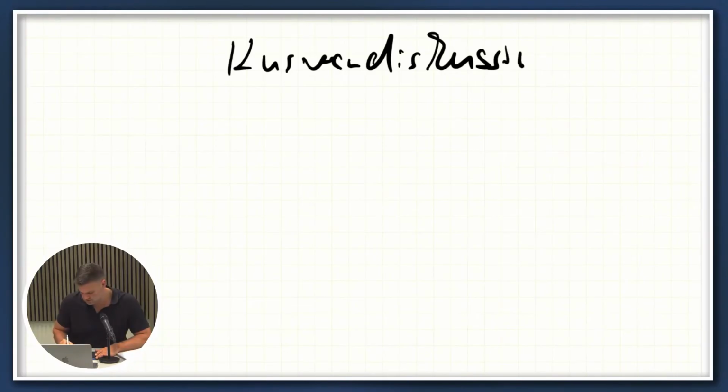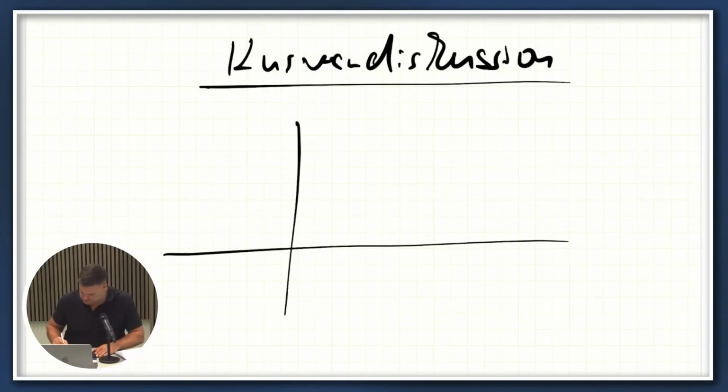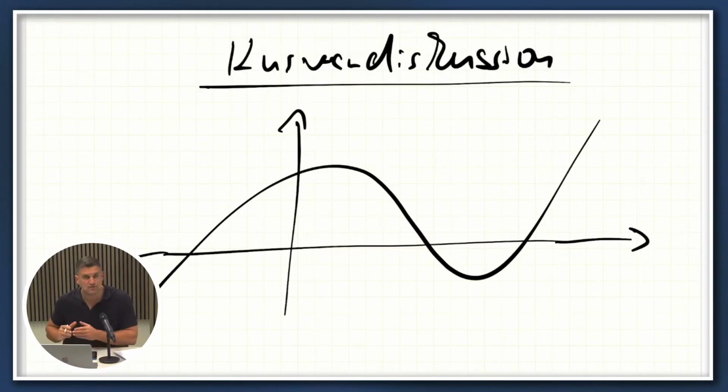So the topic is curve sketching. Of course, it's crucial that you examine a function for its significant points. As the first example, to give an overview, I'll take a polynomial function, which is also often called a rational function in school. And I'll go through the different points.